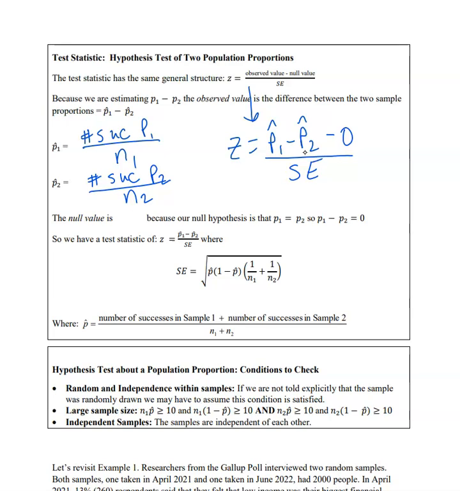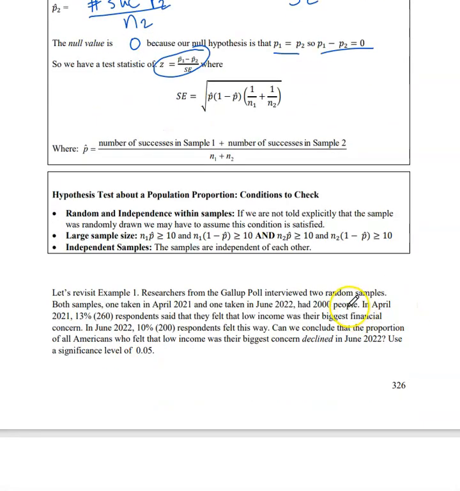And it says the null value is 0 because our null hypothesis is that the difference between the two populations would be 0, because P1 would have to equal P2. That simplifies, of course, to this, and then the standard error would be computed using this formula. All right. Good news is you will not have to compute any of this by hand. We are going to use StatCrunch when we need to figure these out, or on the test, I will just give you the information you need and ask you to make the interpretation.